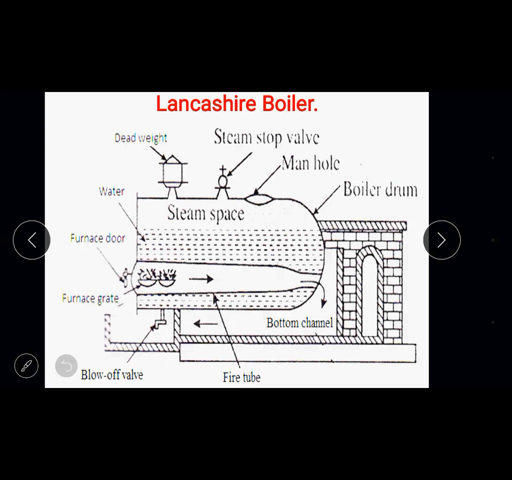And second, it is an internally fired boiler. Why is it internally fired? Because, as I told you, all the fire tube boilers are internally fired. Inside the fire tube you find the combustion chamber. The combustion chamber is located inside the fire tube, and the fire tube is placed inside the boiler drum. Since the combustion chamber is an integral part of the boiler, it is an internally fired boiler.